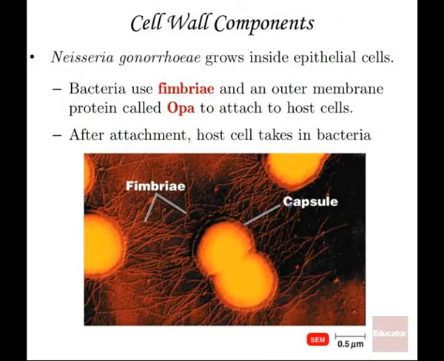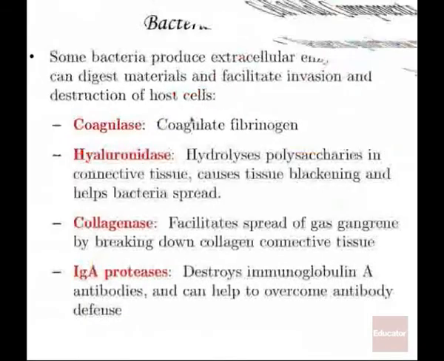So here we have the fimbriae, here we have a capsule, and we have the diplococci. So certainly we can utilize the fimbriae to actually hold on to, so to speak, the host cells. And then there's another outer membrane protein called OPA. And then after the bacteria attaches to the host cell, then potentially the host cell can take in the bacteria.